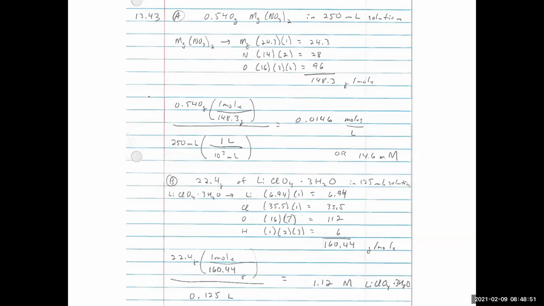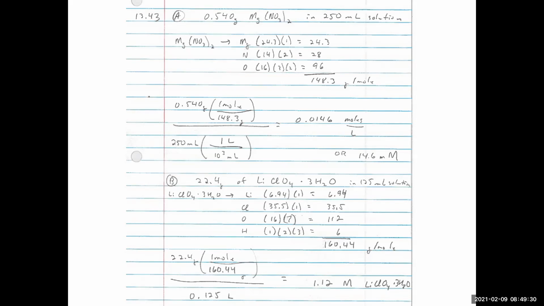Once you have that value, then you can start doing some of the calculations they want. The first one is molarity. Calculate the molarity of this solution. The definition of molarity is moles of solute per liters of solution. We had 0.540 grams. Multiply that by 1 mole over the 148.3 grams for the molecular weight. That gets our numerator into moles of magnesium nitrate.